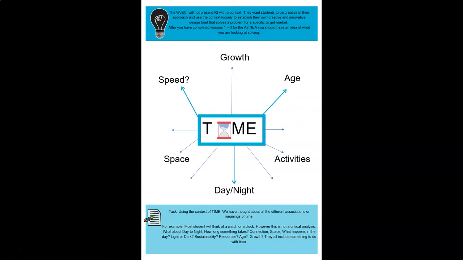The reason, as a reminder, that we do this is for most students, when we think of time, they will automatically think of a watch or a clock. However, this is not a critical analysis. So we could consider day to night, how long something takes, a connection, space, what happens in the day, light or dark, sustainability, resources, age, growth. They all include something that's associated with the word time.